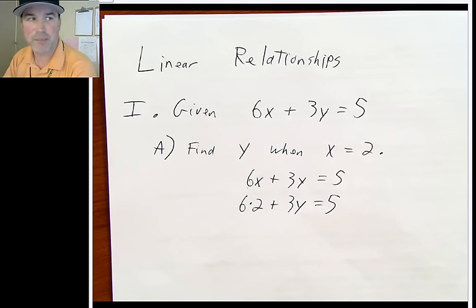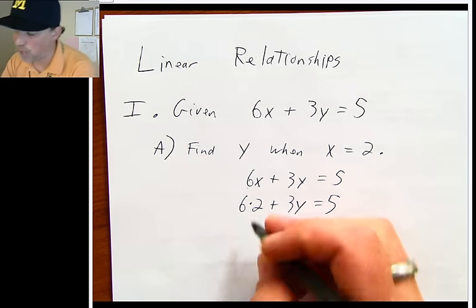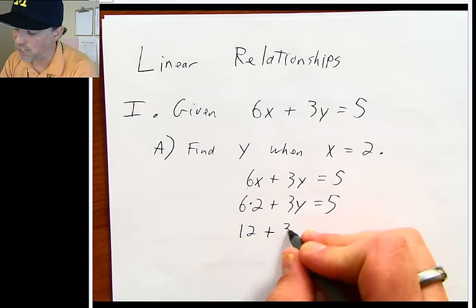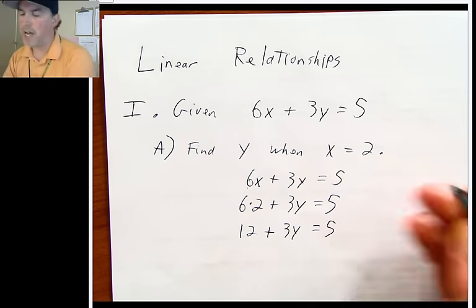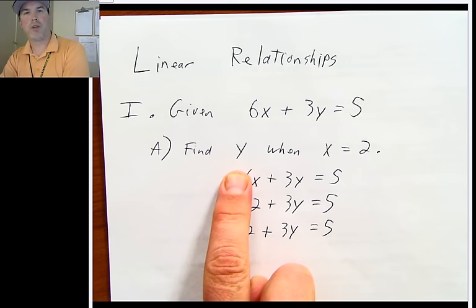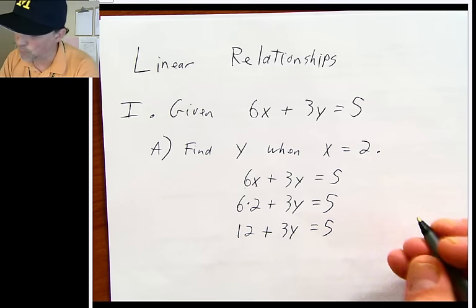And what is 6 times 2, class? It's 12, Mr. Elliott. So we change 6 times 2 to 12 plus 3y equals 5. And then what do the instructions say? The instructions mention here that we need to solve it for y. So we're going to take this equation and algebraically solve it for y.